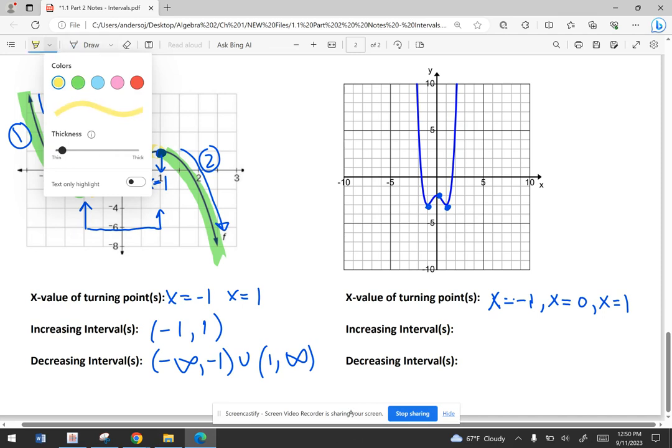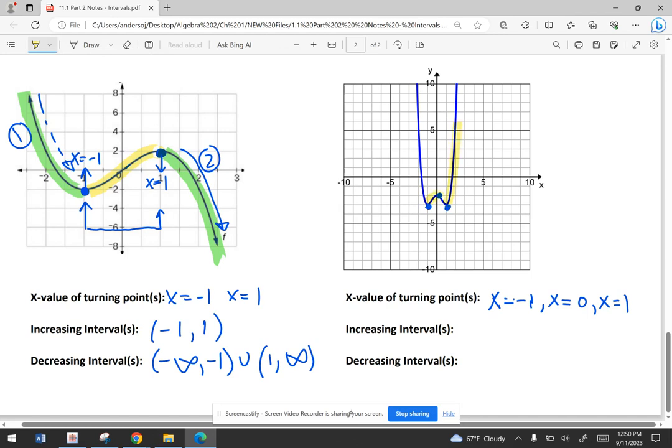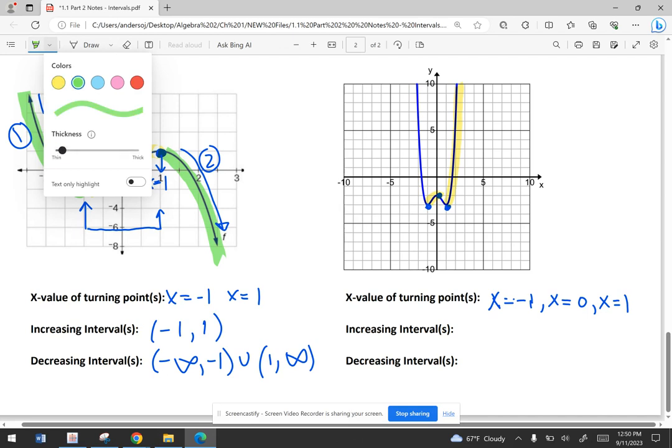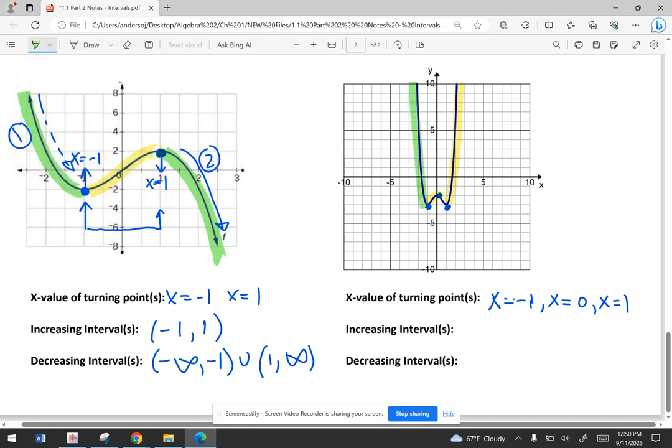I'm going to look at the increasing sections. That would be here and here. The decreasing sections are going to be here and here. So I have 2 sections for each. Hopefully you marked those increasing sections going from this turning point of -1 to 0, and another turning point going from 1 to +infinity. So I have this little section and this section.